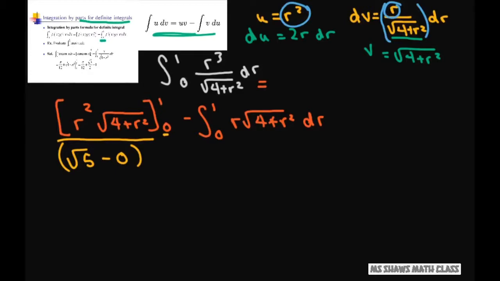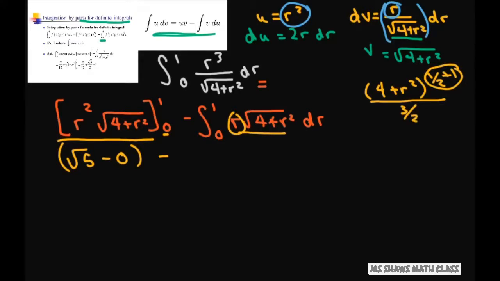All right. For this piece, I'm going to take the antiderivative of this. Now this, we're going to just ignore the r and look at it this way. 4 plus r squared to the 1/2. You add 1, and that's going to be 3/2. If you pull this 3/2 up, that's going to end up being 2/3.